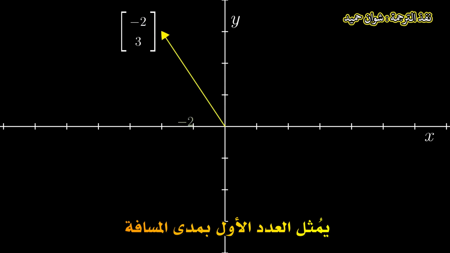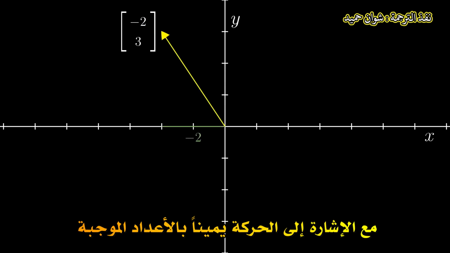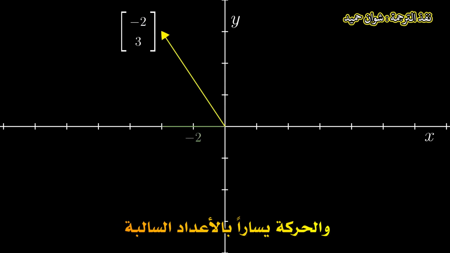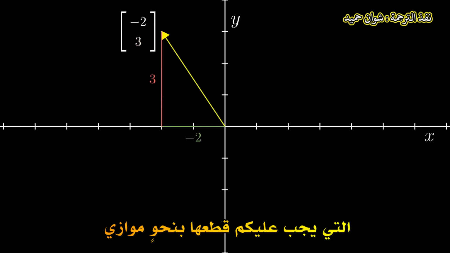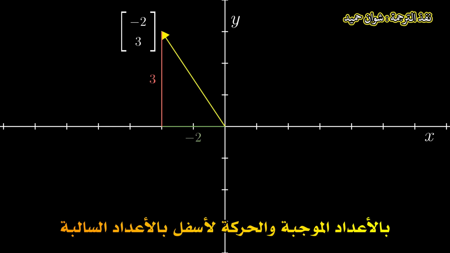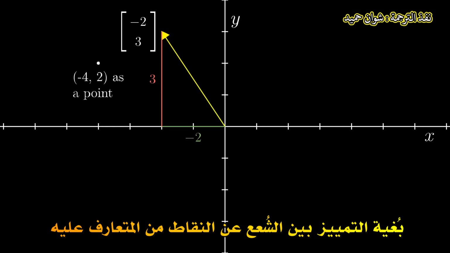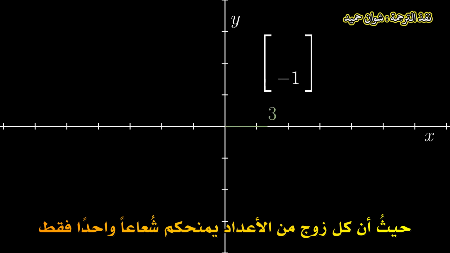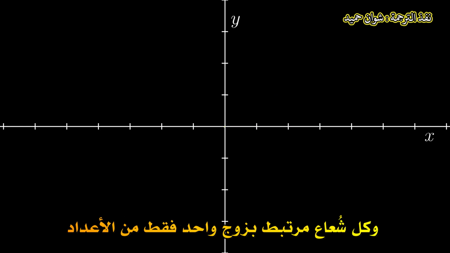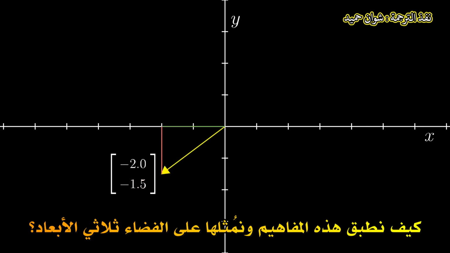The first number tells you how far to walk along the x-axis, positive numbers indicating rightward motion, negative numbers indicating leftward motion, and the second number tells you how far to walk parallel to the y-axis after that, positive numbers indicating upward motion, and negative numbers indicating downward motion. To distinguish vectors from points, the convention is to write this pair of numbers vertically, with square brackets around them. Every pair of numbers gives you one and only one vector, and every vector is associated with one and only one pair of numbers.